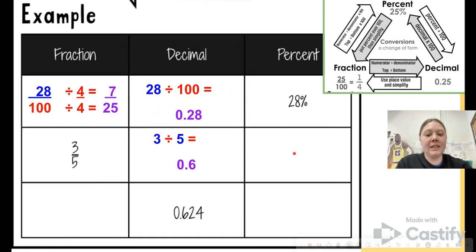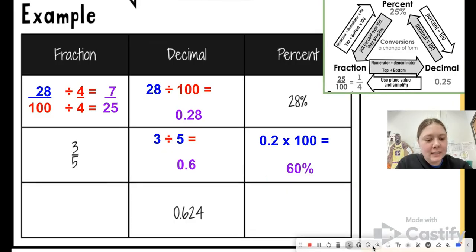Now we need the percent. But if you notice, when we do fraction to percent, we take numerator divided by denominator. That's what we just did. Then we multiply by 100. So I'm going to use what we just did instead of redoing all those steps. Oh, that's a mistake. That should say 0.6. I'm going to take my 0.6, not 0.2, and multiply by 100. And we should get 60%.